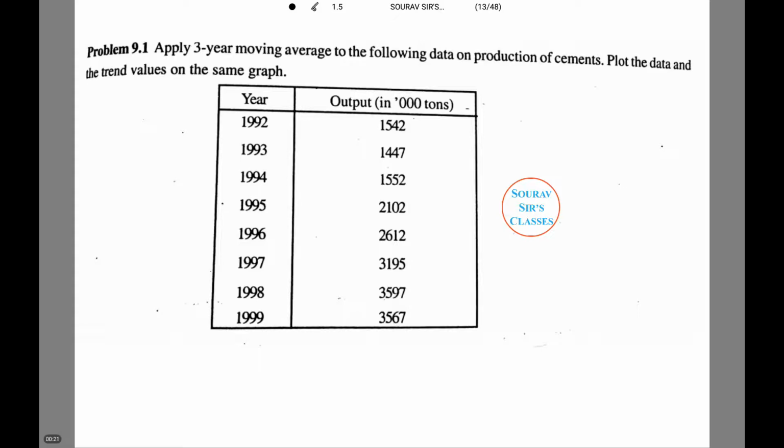In the following question we have some given data. We need to apply the 3-year moving average to the following data on production of cement. Let's plot the data and the trend values on the same graph to see how the trend looks.